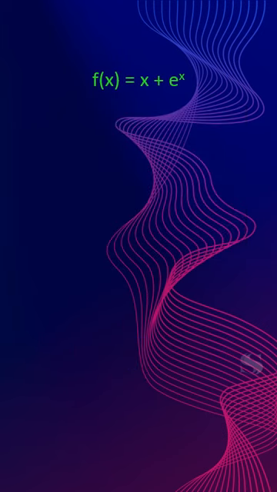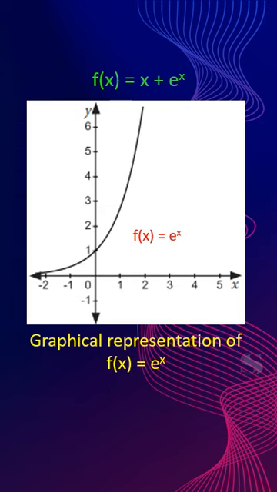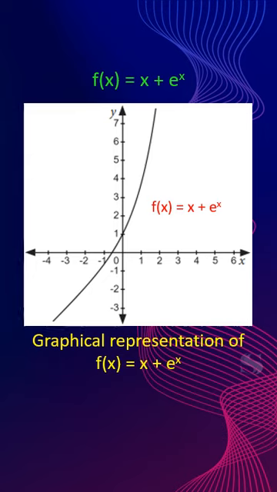This is another kind of combination, x plus e to the power x. First, the familiar f(x) equal to x. Second, e^x graph. Third, x plus e^x graph. This is also easy to visualize. For example, at x equal to 0, x plus e^x will have the value of e^x alone. And that is what we see in the combined graph. The value of e^x at x equal to 0 and the value of x plus e^x at x equal to 0 is the same. Combination function f(x) equal to x plus e^x.